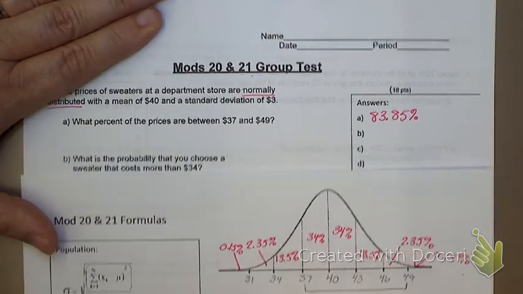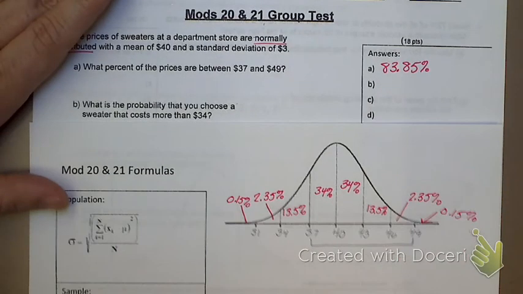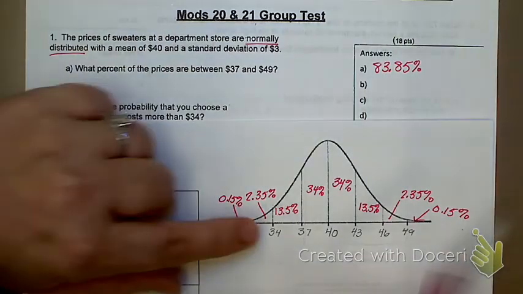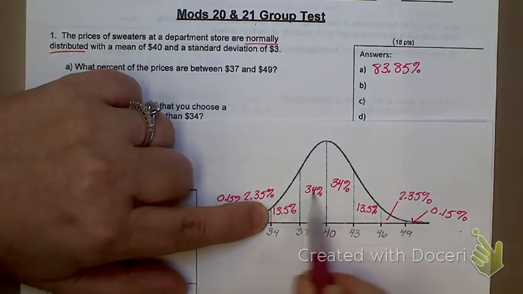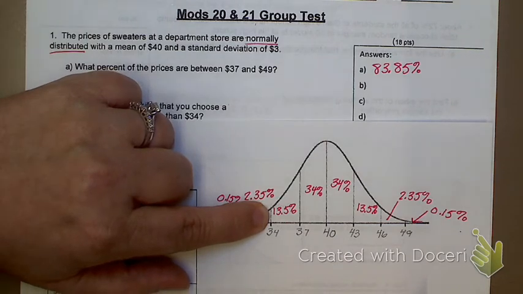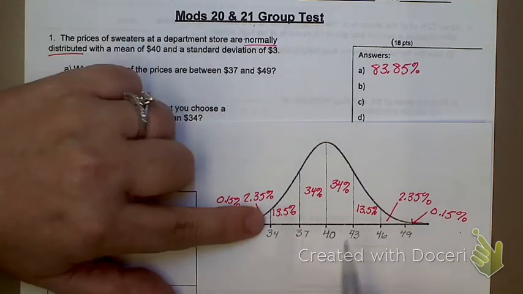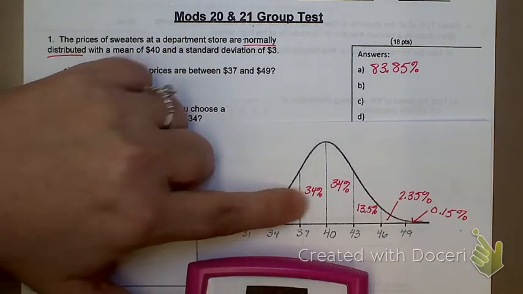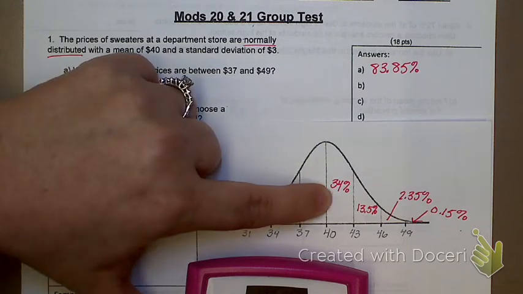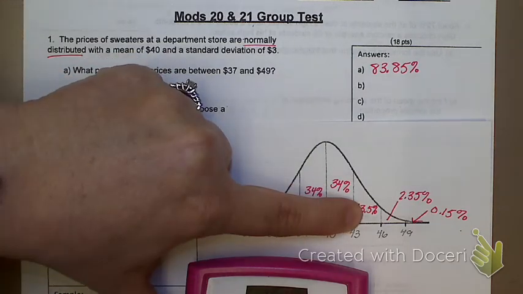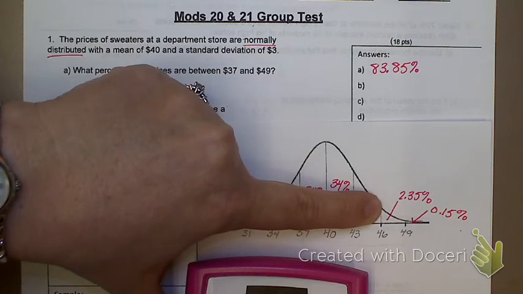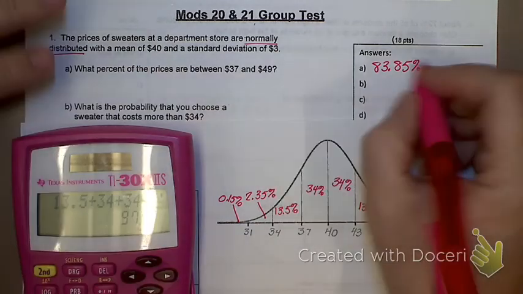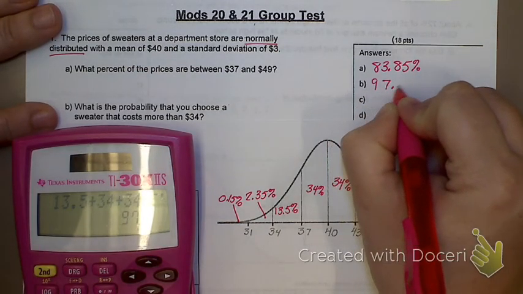Part B, what is the probability that you choose a sweater that costs more than $34? Here's 34. You would add up all these numbers. Or, as a shortcut, you could take 100% and subtract these two. Either way works. So let's see, 13.5 plus 34 plus 34 plus 13.5 plus 2.35 plus 0.15. That gives me 97.5%. Again, you shouldn't get about that, you should get exactly that.